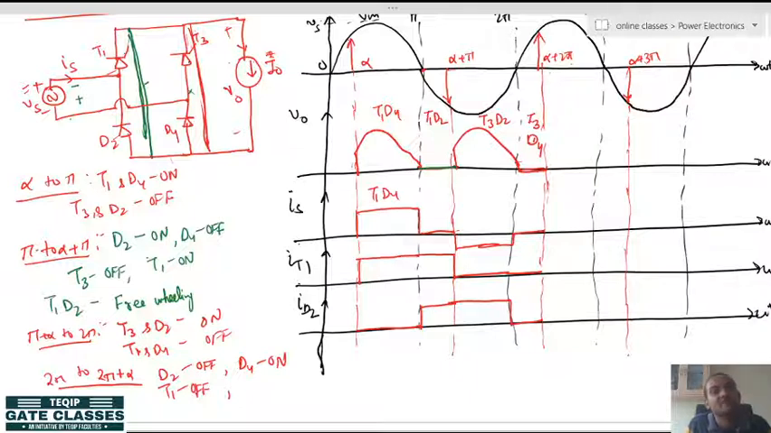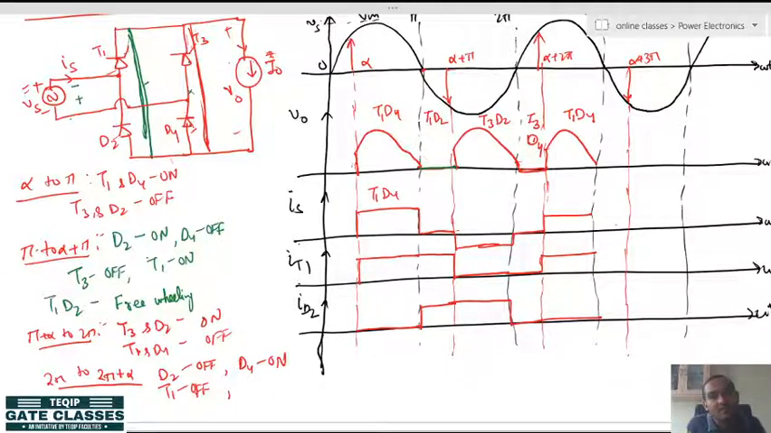Now, when alpha plus 2 pi instant comes, again T1 will get the gate pulse, and as soon as T1 gets the gate pulse, T1 will be forward biased, and due to T1 the T3 will be reverse biased, and again T1 and D4, one from positive group and one from negative group, will conduct, and again the load and source are connected. So, again you get output T1 and D4, and again the source current is positive, thyristor current T1 current is there, but diode D2 is off.